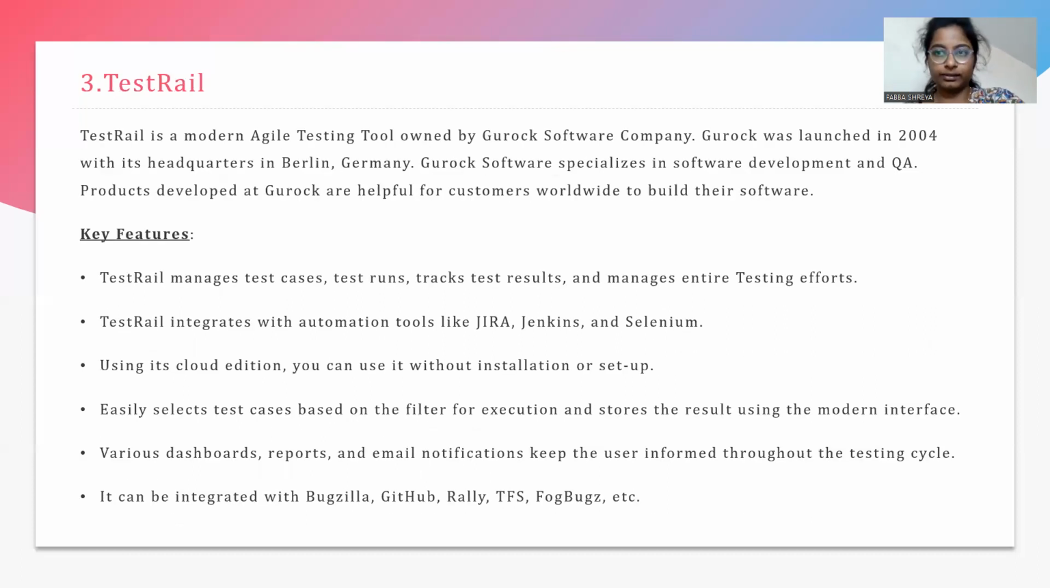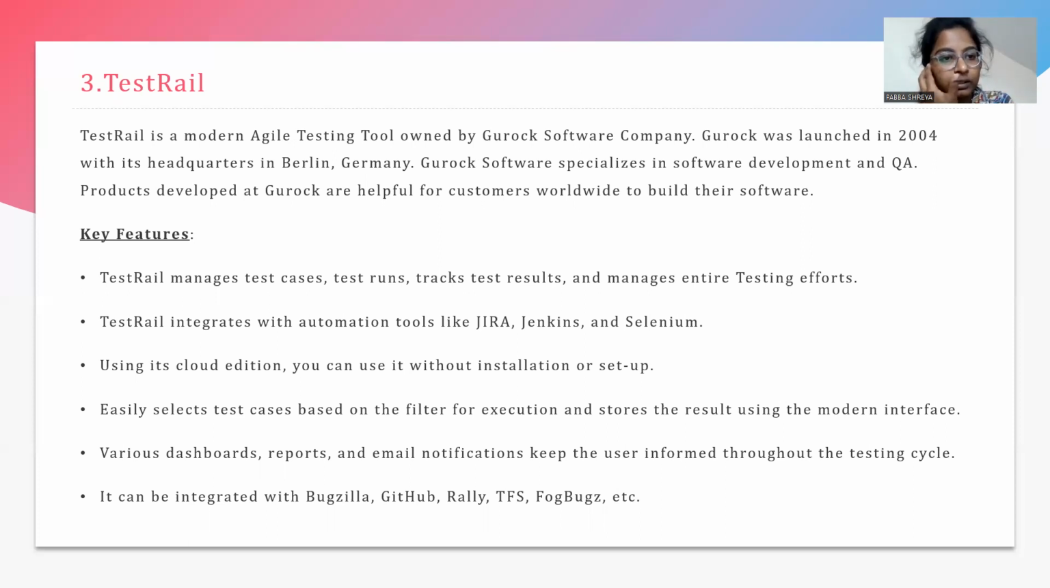And next is TestRail. TestRail is a modern agile testing tool owned by Gurock Software Company. It was launched in 2004, with headquarters in Germany. It specializes in software development and QA. Products developed by this company help customers worldwide to build their software.